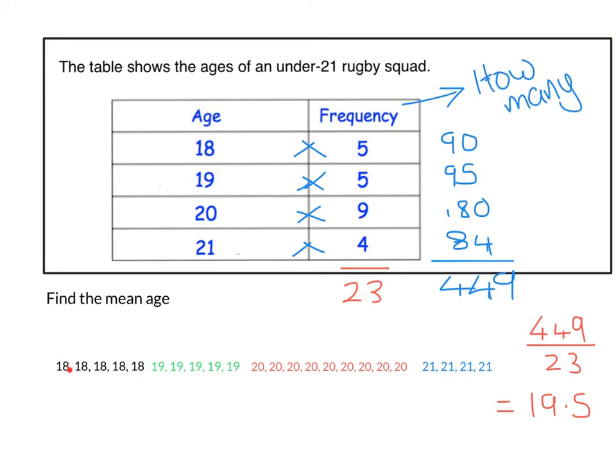So you've got the long way, which is writing everything out, which obviously you can't do every single time because these could be really high numbers. And the quick way, timesing them, adding them all together, and dividing by how many there are. 19.5 is my average, mean average age.